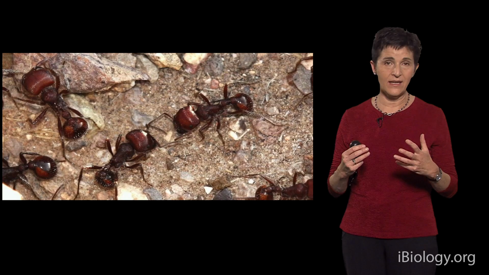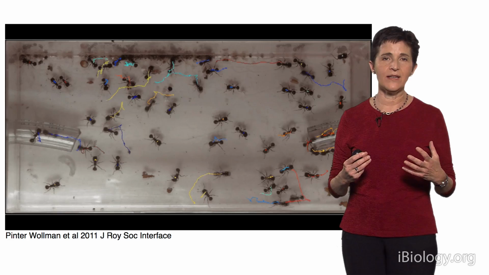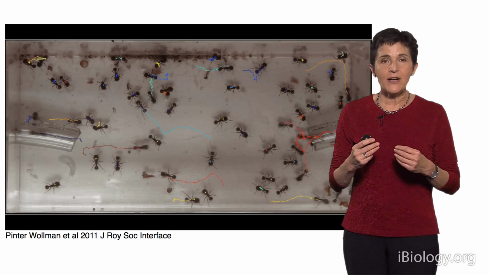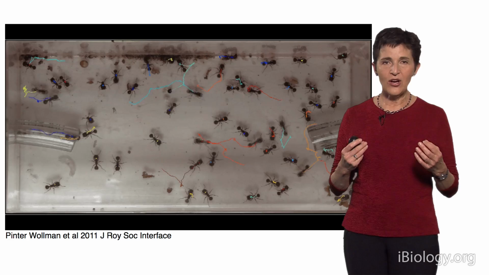So here we see a laboratory arena. The ants are moving around and interacting. In this arena, there are two tubes connecting to other arenas. When one ant meets another, it doesn't matter which ant it's meeting. They're not exchanging any complicated signals or messages. All that matters to the ant is the rate at which it meets other ants.